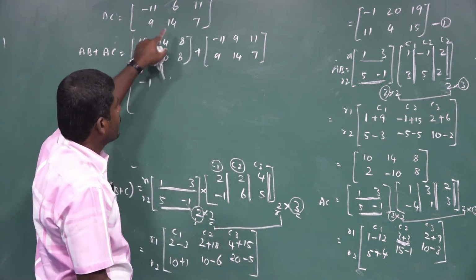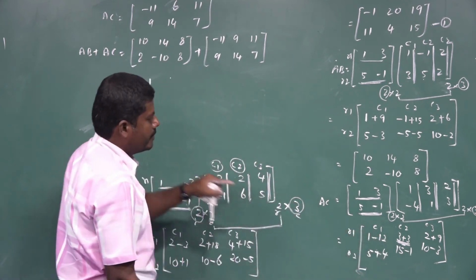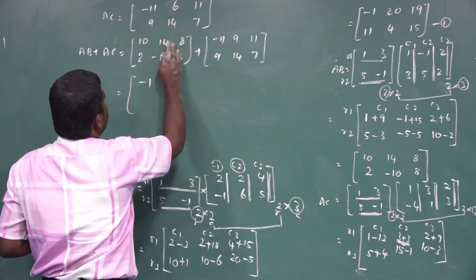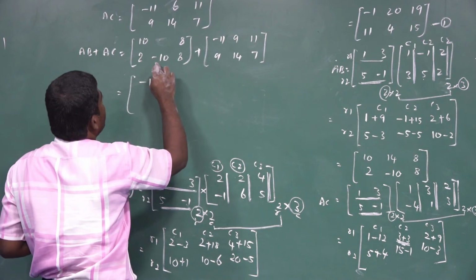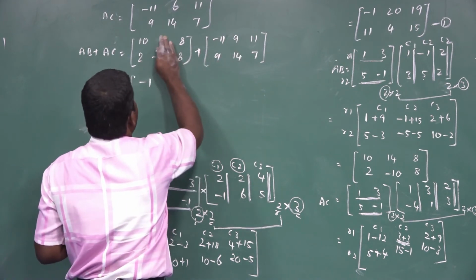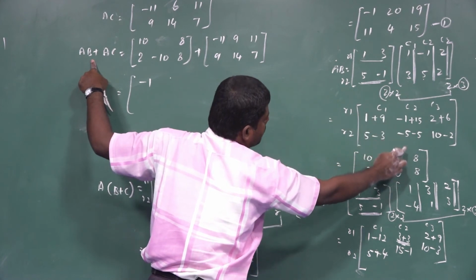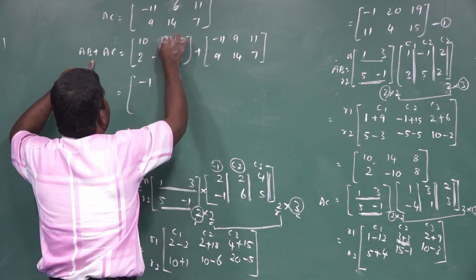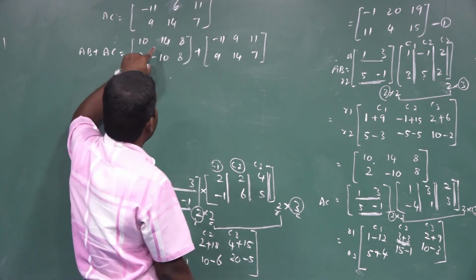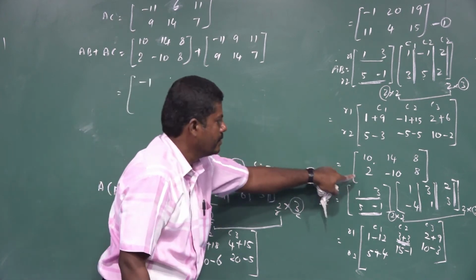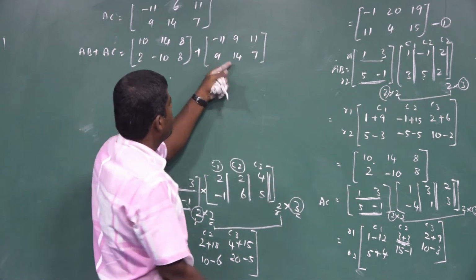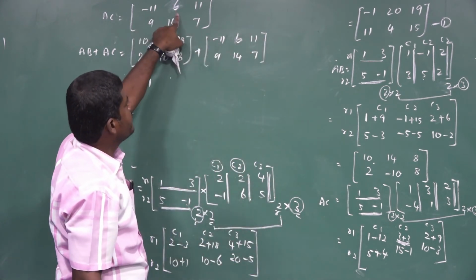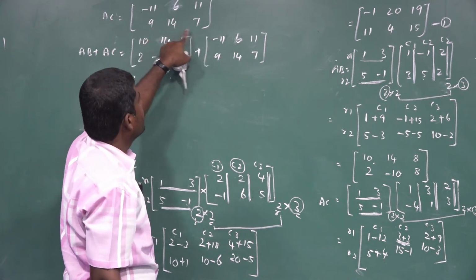Small mistake. 3 plus 3, this is not multiplication, this is addition. 3 plus 3 is 6. So, here you take AB matrix is 10, 14, 8, 2, minus 10, 8. AC matrix is minus 11, 6, 11, 9, 14, 7.